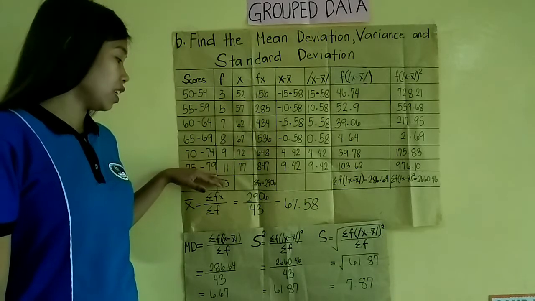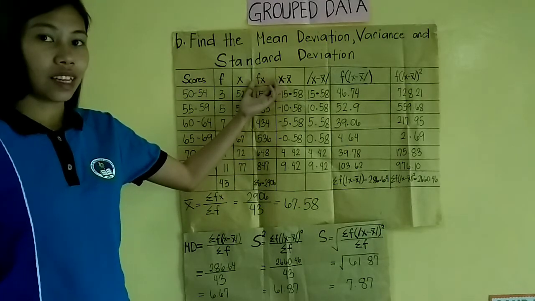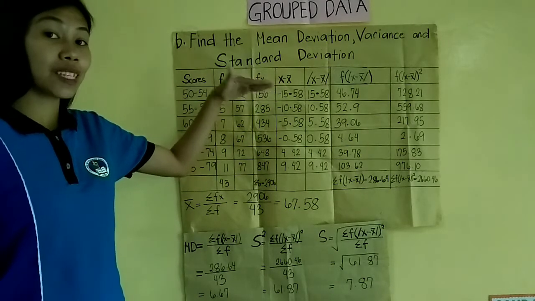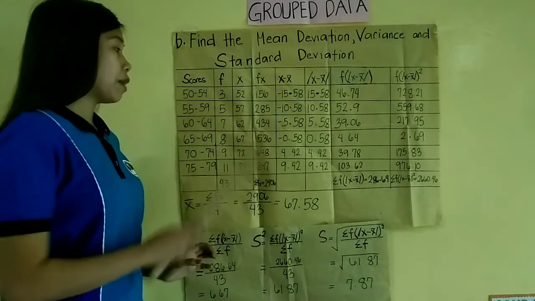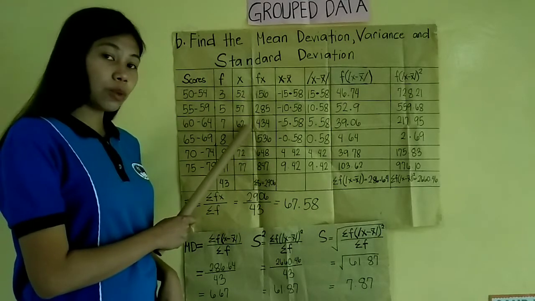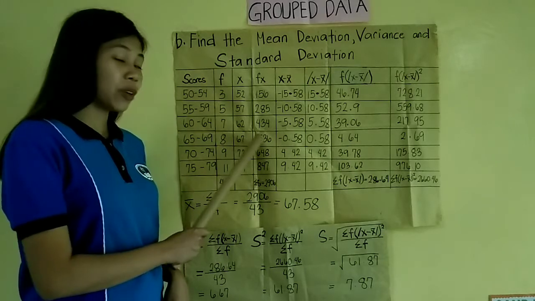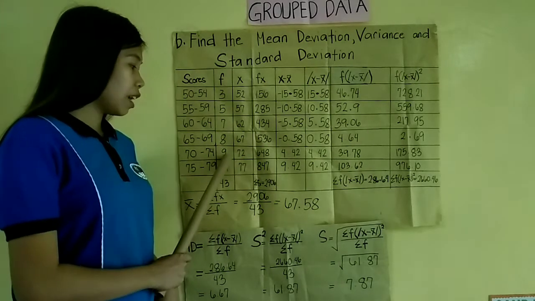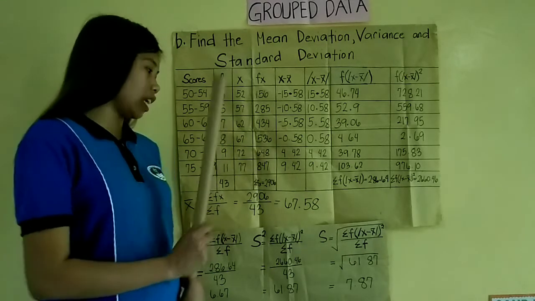75 to 79, our midpoint is 77. Now, fx, which means f times x. So, 3 times 52 is equals 156. 5 times 57 is equals 285. 7 times 62 is equals 434. 8 times 67 is 536. 9 times 72 is 648.